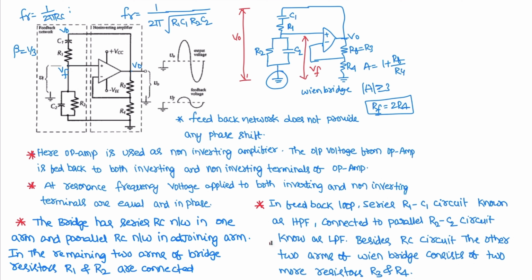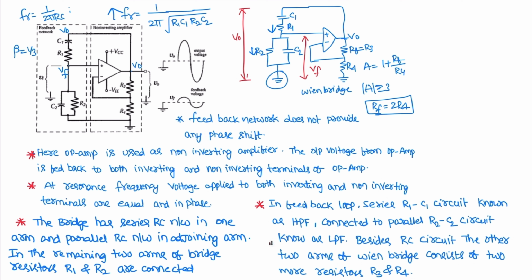Therefore, the frequency of oscillation is 1 by 2 pi square root of R1 C1 R2 C2. So that means resonant frequency depends only on R1, C1, R2, and C2. If both resistances are decreased, that is, if R1 decreases and R2 decreases, or both decrease, in that case resonant frequency increases as per the question.